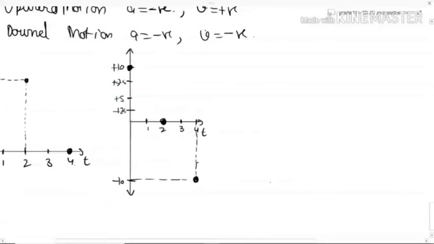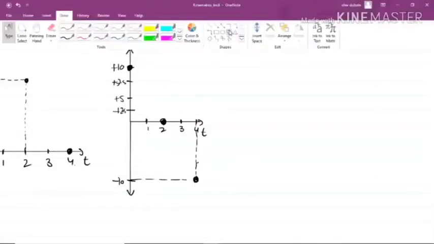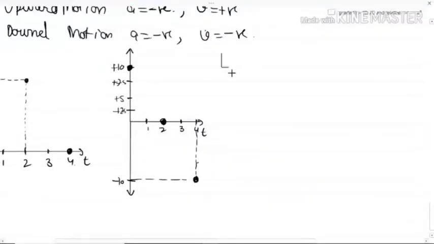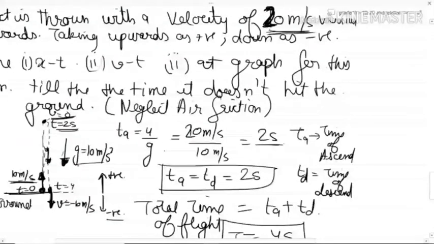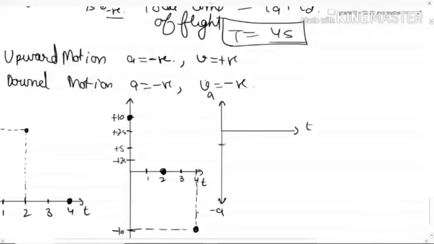What about the acceleration time graph? Everyone, what about the acceleration time graph? From the beginning of the motion till the end of the motion, the acceleration was 10 meter per second square in the downward direction. Hence, minus 10, a straight line.